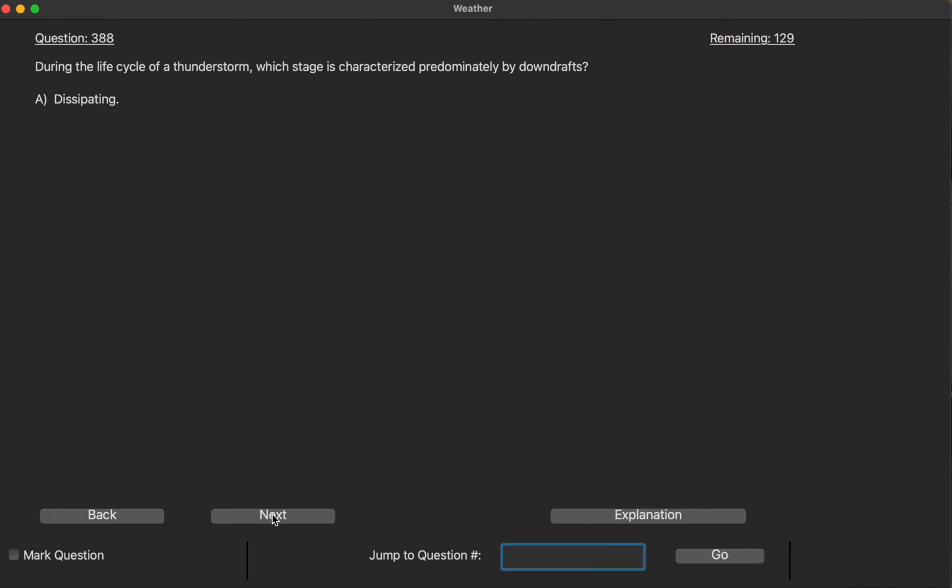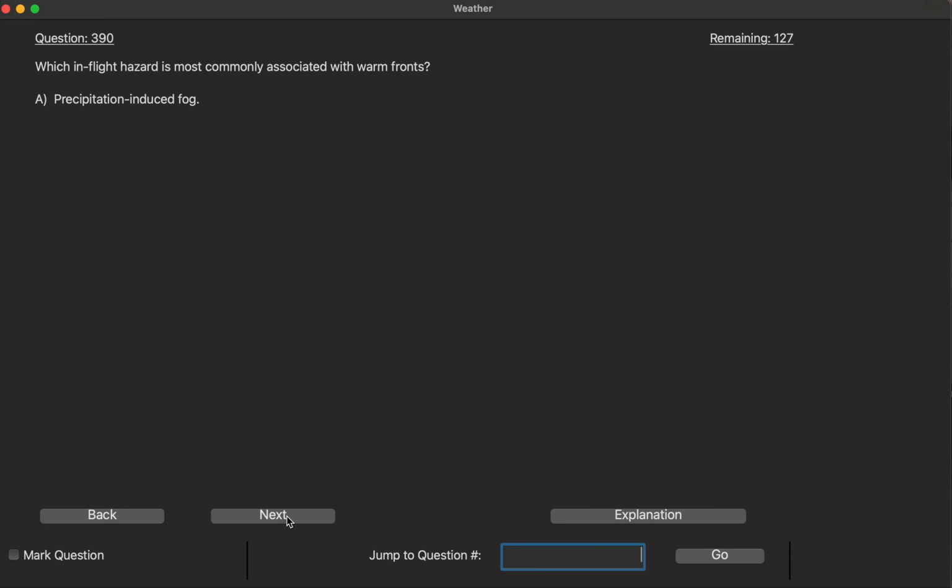During the life cycle of a thunderstorm, which stage is characterized predominantly by downdrafts? The dissipating stage. What minimum distance should exist between intense radar echoes before any attempt is made to fly between these thunderstorms? 40 miles. 40 miles is the minimum distance between intense radar echoes before attempting to fly between thunderstorms.